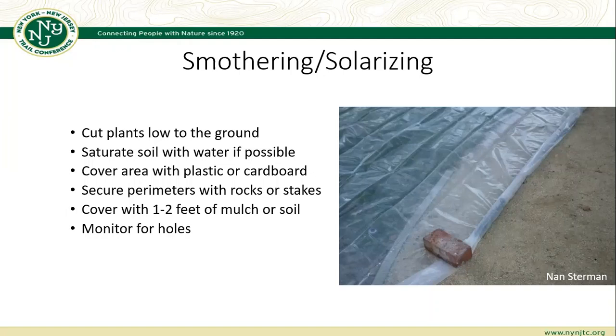So you're going to want to secure your perimeters with rocks or stakes. If this is not very secure, those plants might just grow out the side of your barrier. It'll basically be for nothing. And then after you've covered it and secured it, you're going to want to put a foot or two of mulch or soil on top. It's pretty important that you monitor this for holes, because if a plant breaks through, you're going to want to replace your barrier.